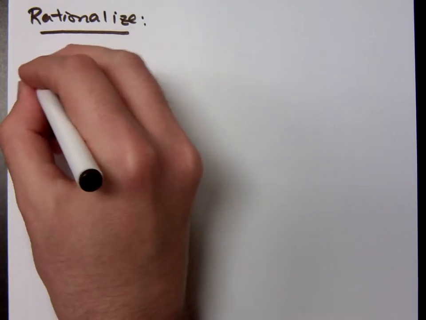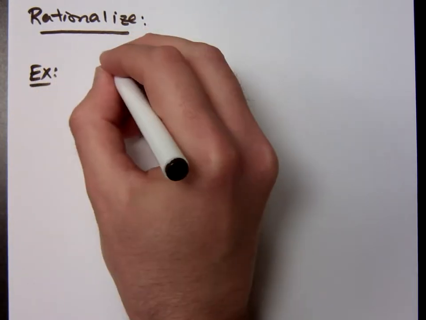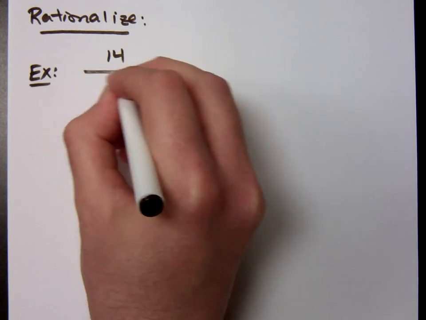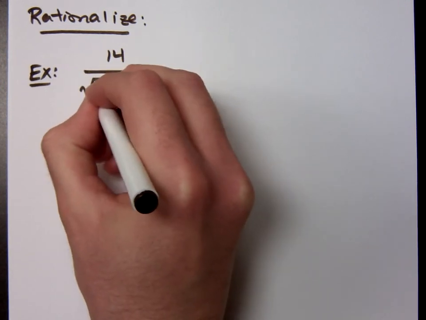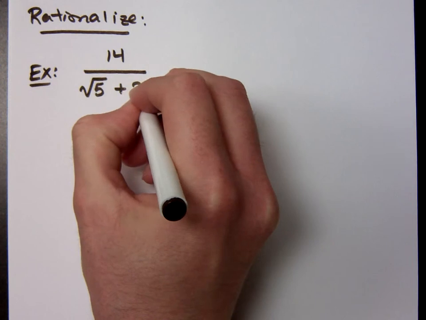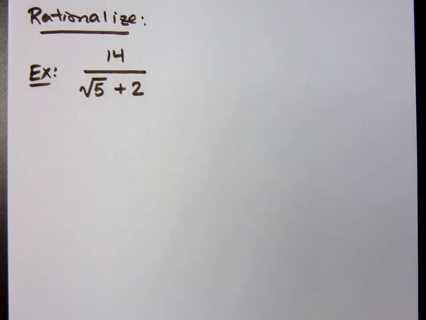Let's try this. I'm going to make it just a little bit different. If I have 14 divided by the square root of 5 plus 2, my denominator is now a binomial. So when it comes to rationalizing, it's a little bit different. When I want to rationalize a denominator that is a binomial, we have to use the conjugate.